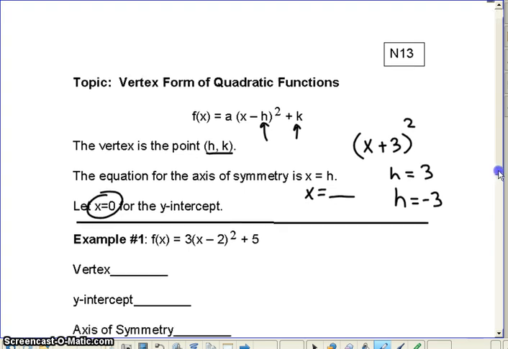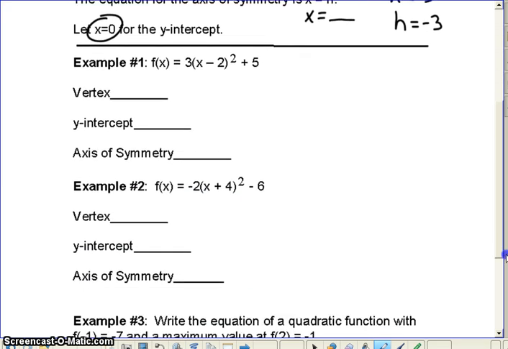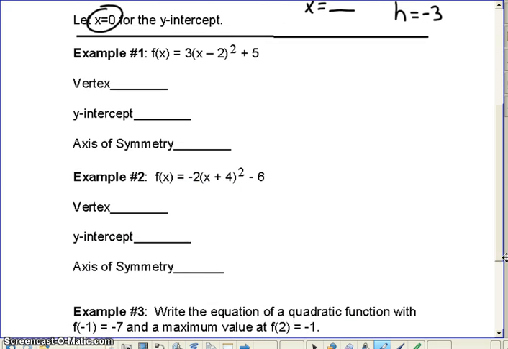All right, example number 1, the function f of x equals 3 times x minus 2 squared plus 5. Okay, remember the vertex is h and k. So the vertex is the point 2, 5. The y-intercept, we're going to let x be equal to 0. So f of x, actually it's going to be f of 0, is equal to 3 times 0 minus 2 quantity squared plus 5.